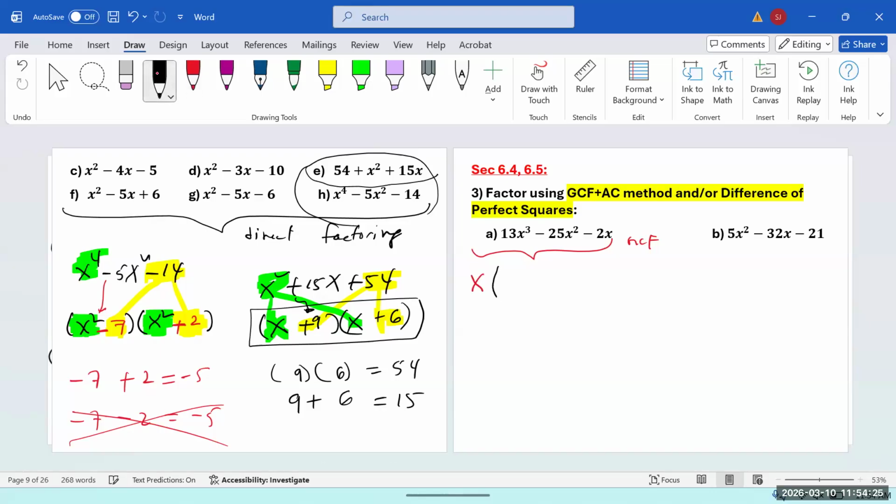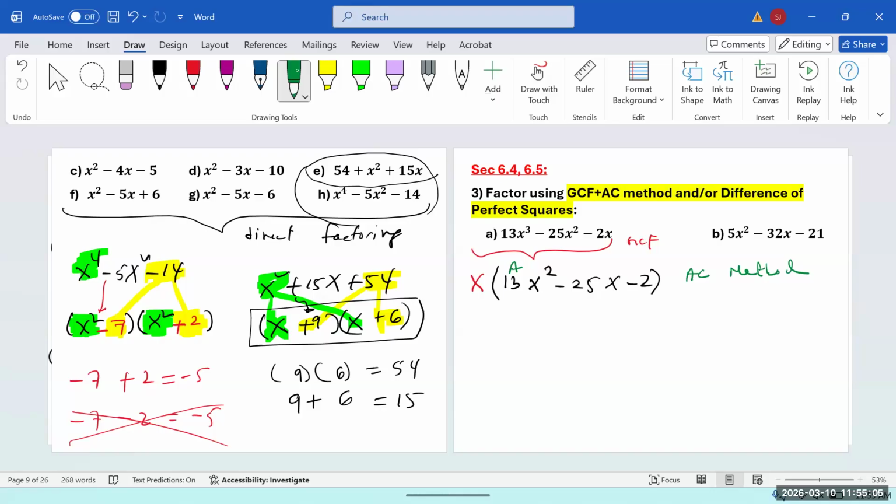Now once you factor out your GCF, what do you get? You had x cubed, but you took the x out. Square minus 25x minus 2. So we had our GCF, good. And now we have an A. So anytime you have a visible A, what method do you have to use? AC method. Now there are two types of AC method. One is the formal AC method, which I forgot to teach you last time. I'm going to teach you after that.